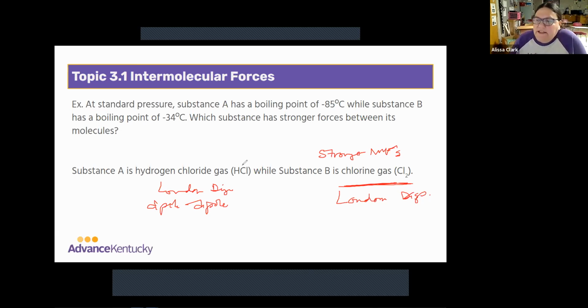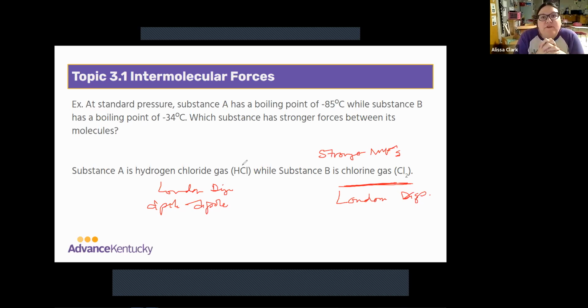So if you have to explain why chlorine gas has a higher boiling point, it has stronger intermolecular forces, you have to say, in this case, based on this data, these London dispersion forces must be greater than the combination of the London dispersion and dipole forces between the HCl molecules. And that's because of how many more electrons the chlorine molecule has.